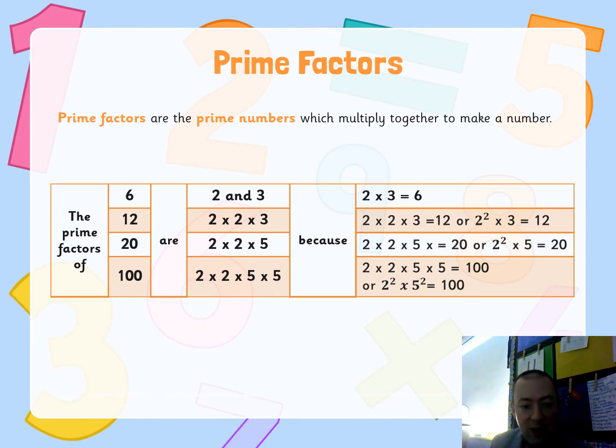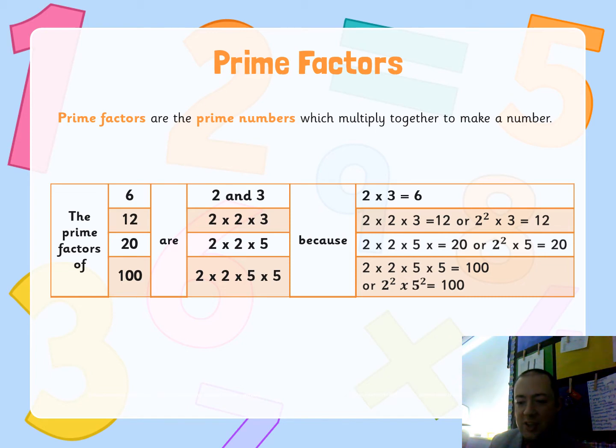So what is a prime factor? Prime factors of 6 are 2 and 3, because 2 and 3 are themselves prime numbers. 2 times 3 is 6. So if I had to say what the prime factors of 6 were, I would say 2 times 3. Here we've got 12 underneath. We've got 2 times 2 times 3. 2 times 2 times 3 is 12.